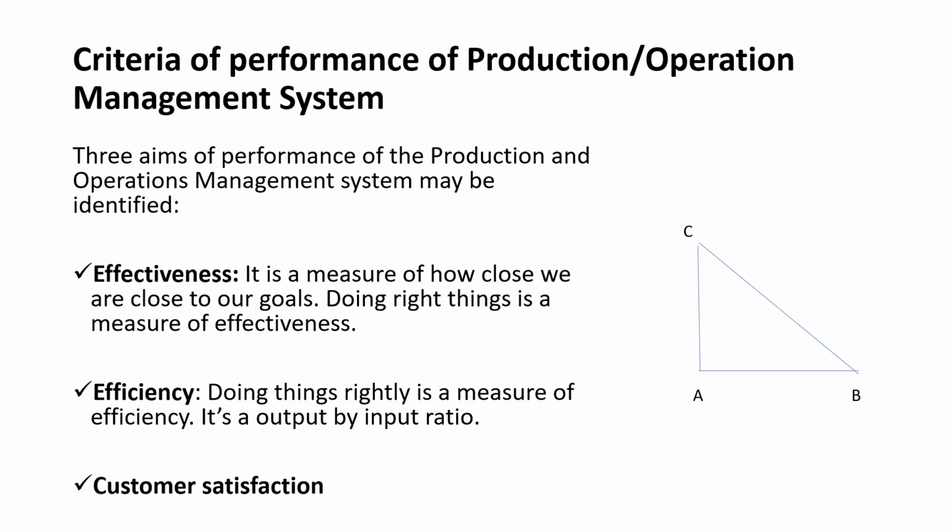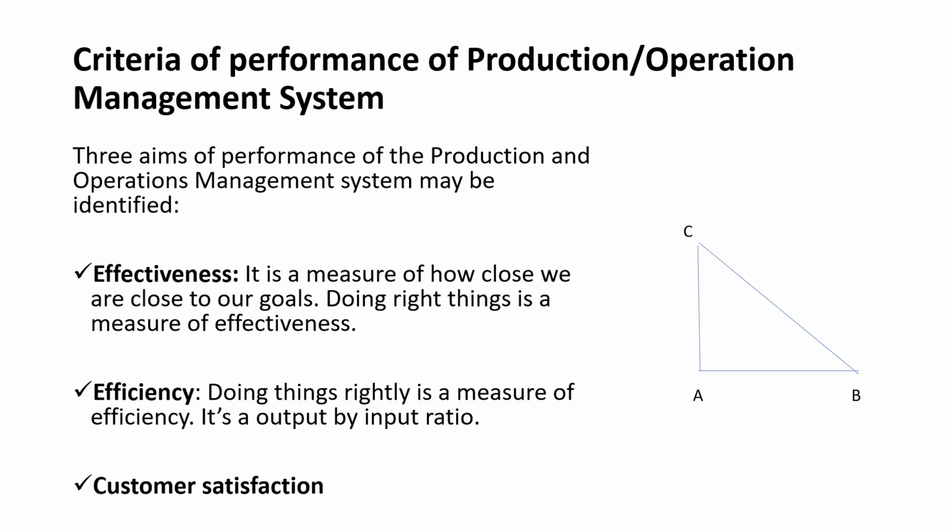Suppose a person is standing at point B and he wants to reach point C. There are two paths available to him. One is from B to C directly, or another path is B to A and then from A to C. In both cases, the person is able to reach his goal, that is C. C is his destination, and whatever path he follows, he is able to reach his destination, and so he is effective in reaching his goal.